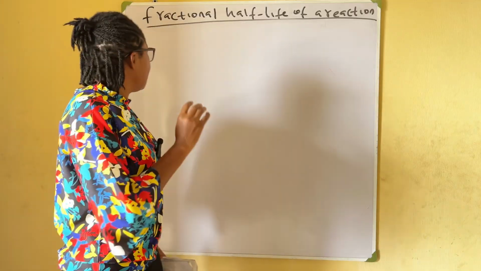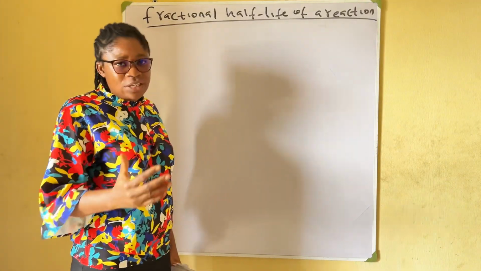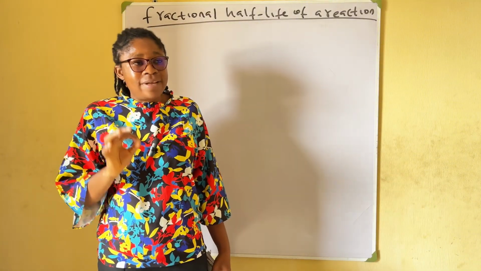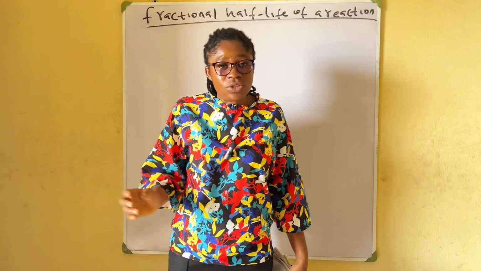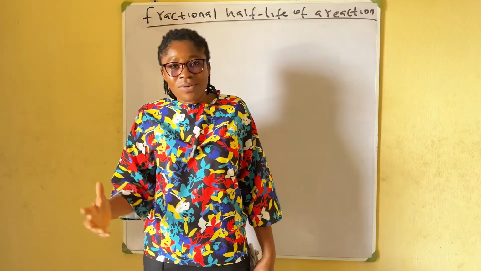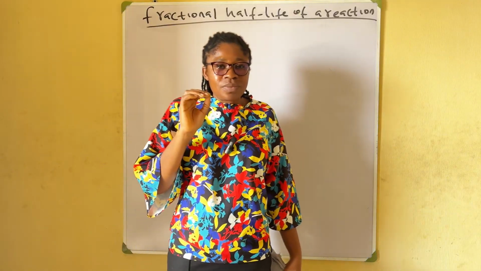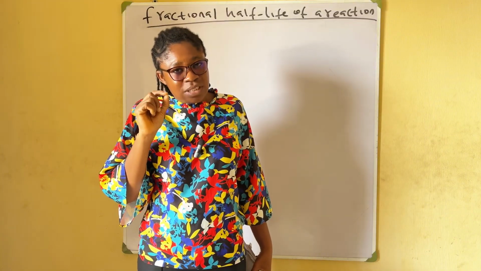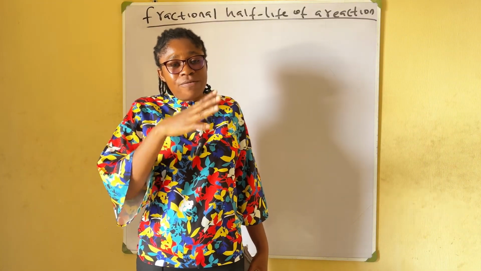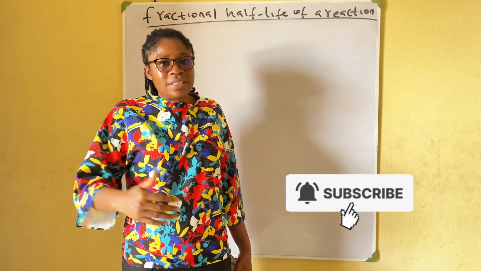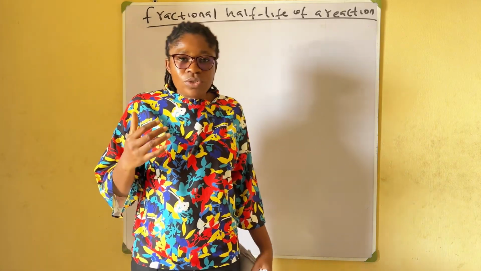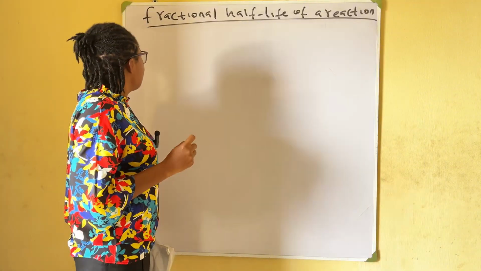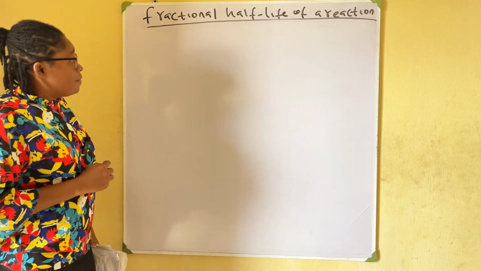Today's topic, let's look at fractional half-life of a reaction. I have already done videos on rates of chemical reaction, factors that affect rate of chemical reaction, orders of reaction ranging from 0, first and second, and how one can easily derive the unit of rate constant, and also graphical representation of 0 order, first and second order. So it's good to watch that video before this one. All right. Let's look at fractional half-life of a reaction.